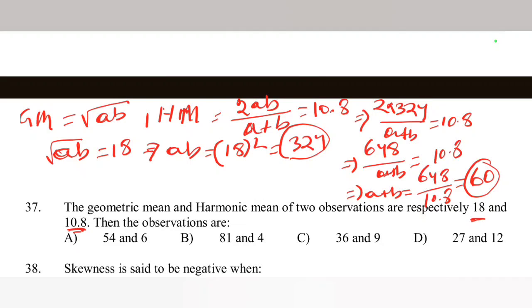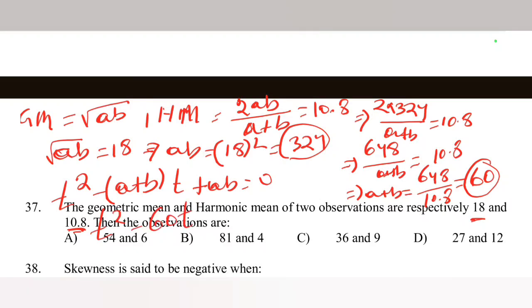Then to find A and B, we solve the equation. Here we solve the quadratic equation. We can write the quadratic equation as t square minus (a plus b) into t plus ab is equal to 0. So we have to substitute the value of a plus b is equal to 60 and ab is equal to 324. So t square minus 60t plus 324 is equal to 0.